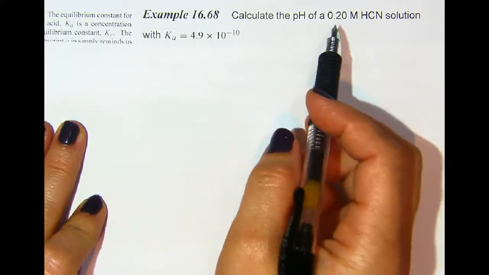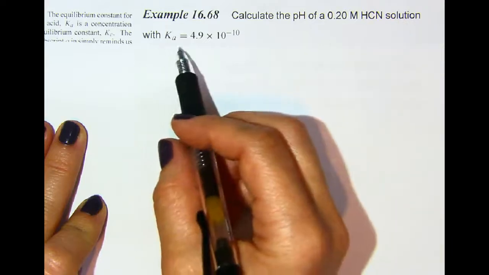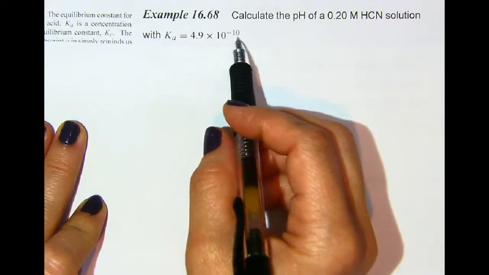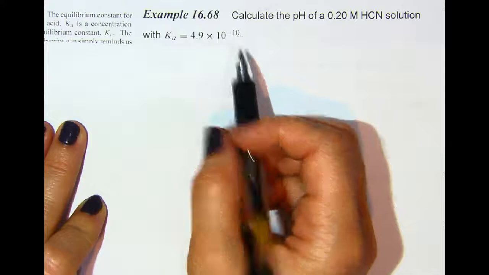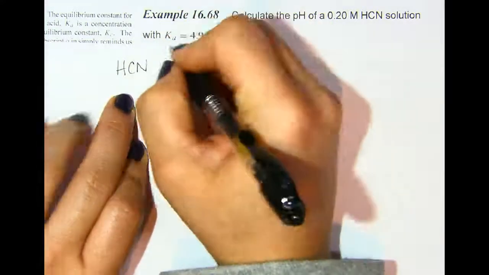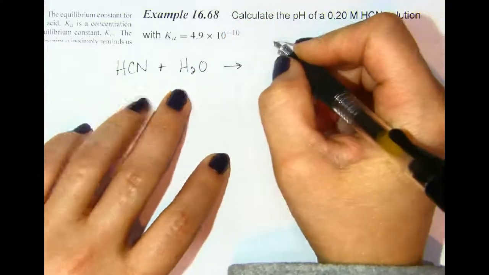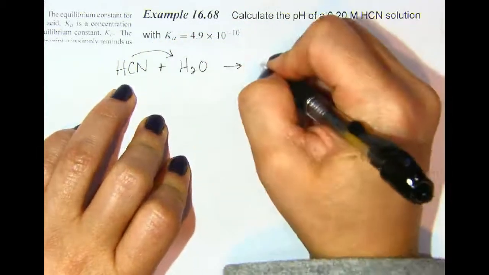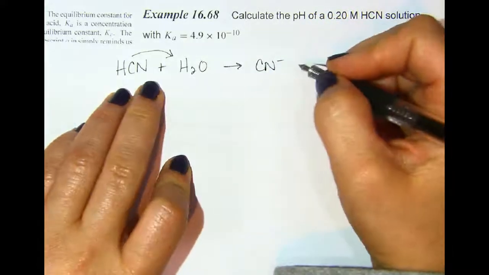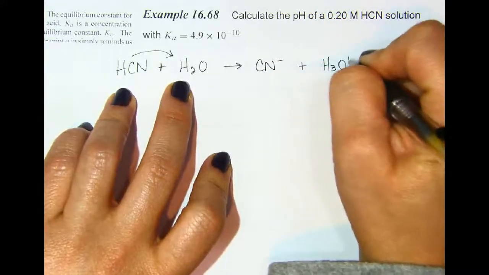Calculate the pH of a 0.20 molar hydrocyanic acid solution with a Ka value of 4.9 times 10 to the negative 10, a very small Ka value. So first you want to start by writing the equation. Hydrocyanic acid plus water is going to yield, as we transfer the hydrogen from hydrocyanic acid, cyanide as the conjugate base and hydronium as the conjugate acid.